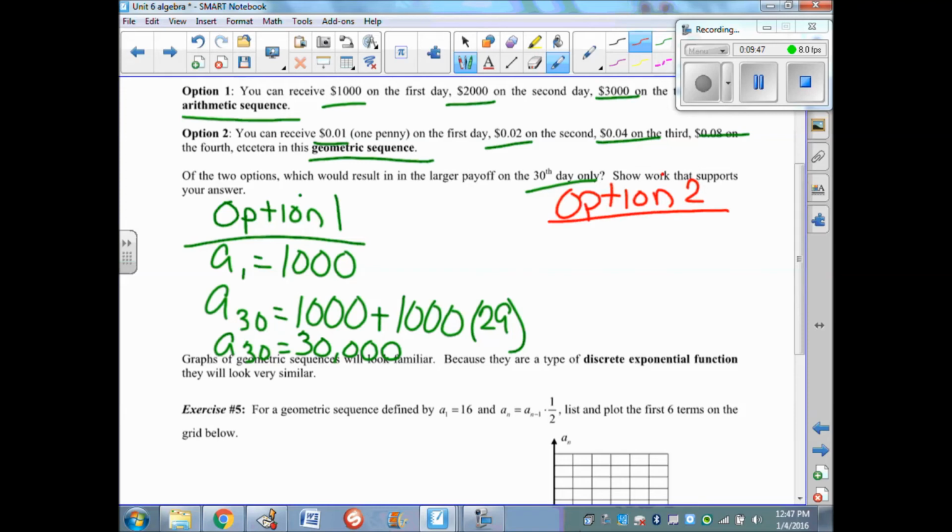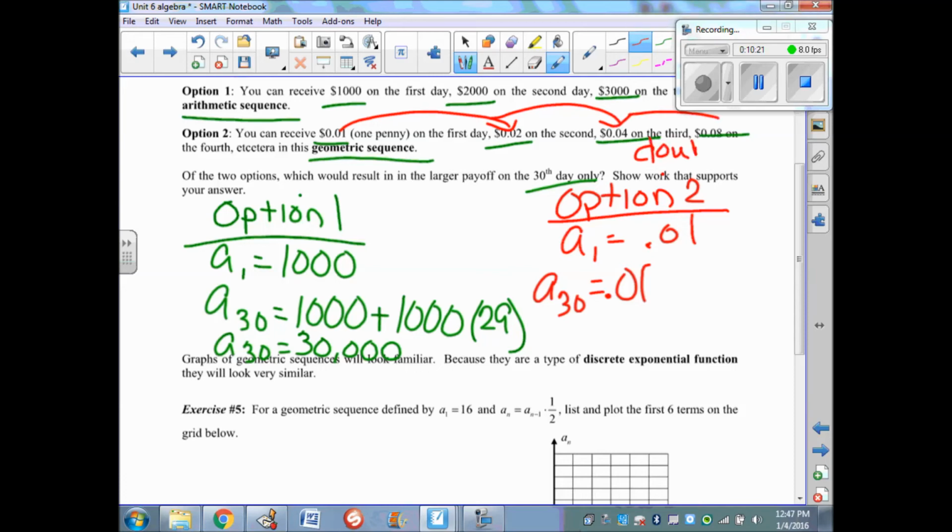Okay. So it says, of the two options, which would result in a larger payoff on the 30th day? The 30th day, how much money would you get? Okay? So we know that on the first day we're getting a penny. So then what's going to happen on the 30th day? So we've got that penny, right, as our first amount. And then what's happening? Okay, it's doubling. Okay, as you can see, it went to 2 cents, then to 4 cents, then to 8 cents. So we're doubling, or we're multiplying by 2.